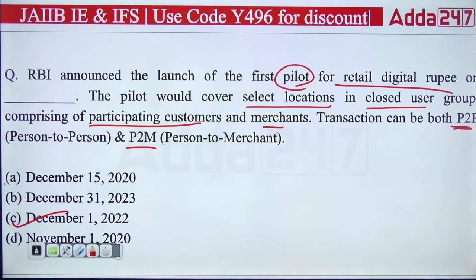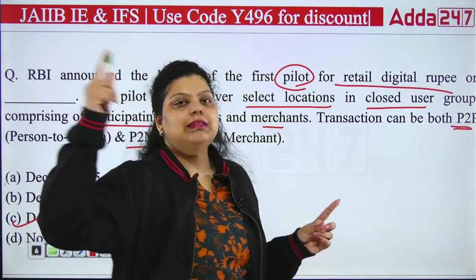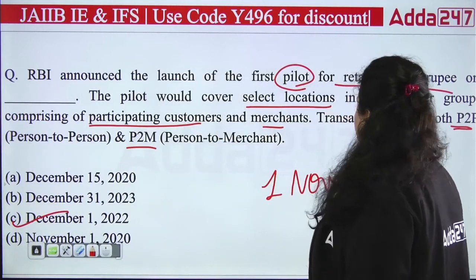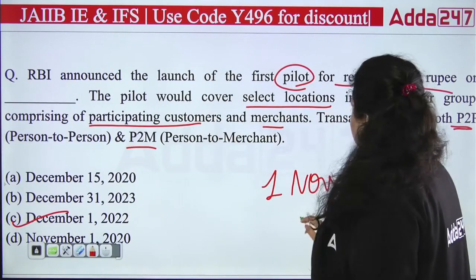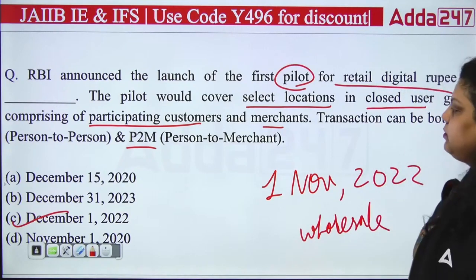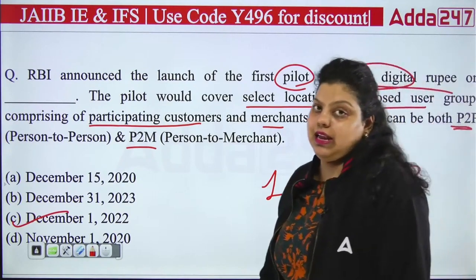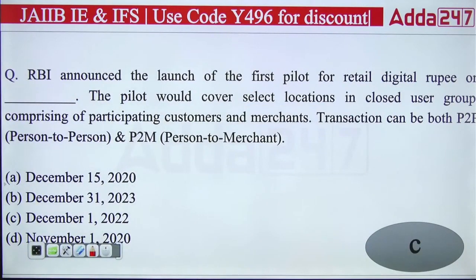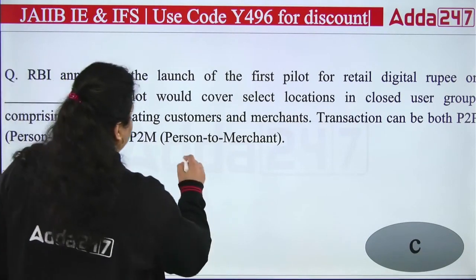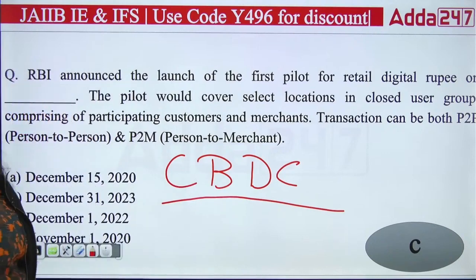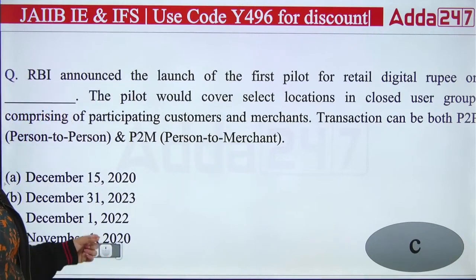Right answer is C. And the wholesale digital rupee was introduced by RBI on 1st November 2022 for the wholesale. And after 1 month it was started for the retail as well. So right answer here is C option. And the currency we are talking about, central bank digital currency, is the digital currency of RBI. Next.